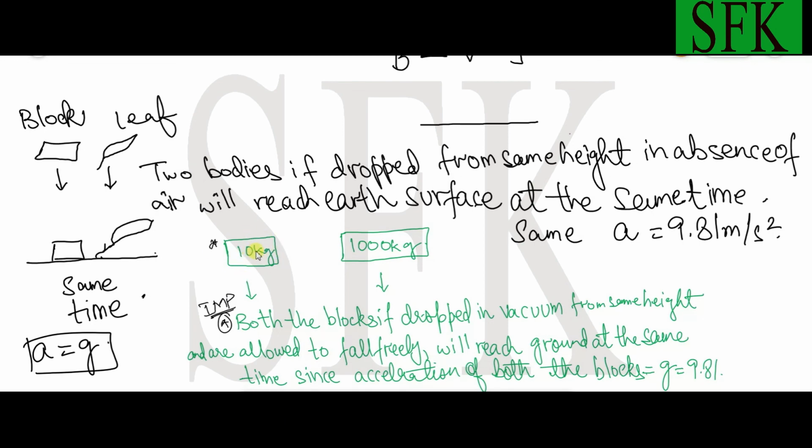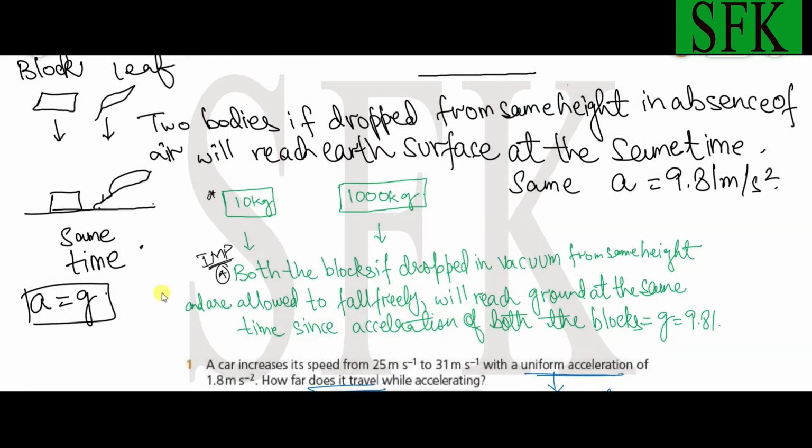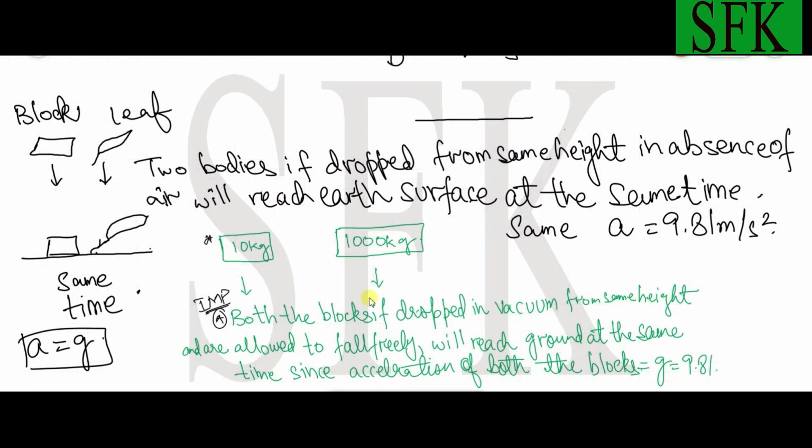Over here I have a 10 kg block and a 1000 kg block. If they are both dropped in vacuum from the same height, where vacuum means absence of air, and are allowed to fall freely, free fall would mean that they would again have the same acceleration, which is equal to the acceleration of free fall. They'll reach the ground at the same time regardless of their masses, because the acceleration of both blocks is going to be equal, which is 9.81.